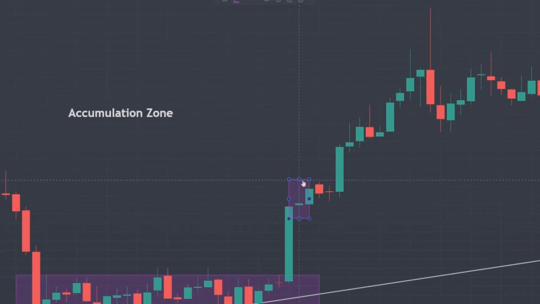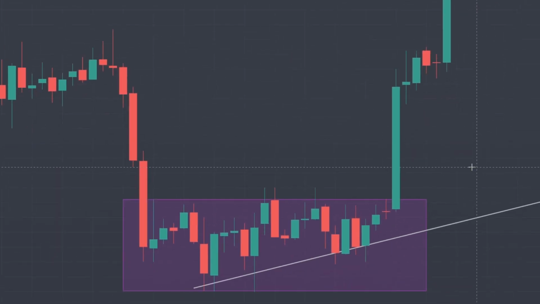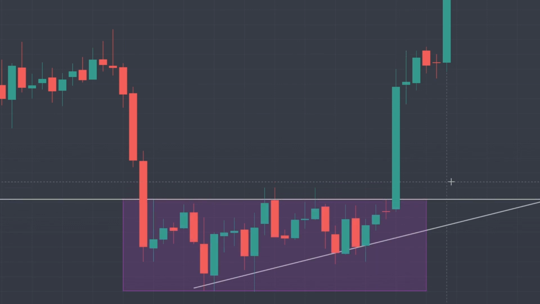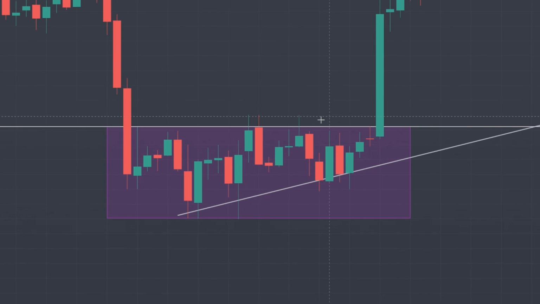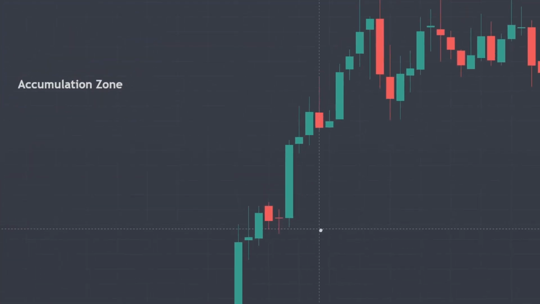Keep in mind, another way to look at the accumulation zone is by looking at it as an ascending triangle. Remember, the ascending triangle is a bullish pattern. The top resistance line is horizontal, and the bottom trend line is ascending. This would be an ascending triangle as well. Once we break out, we can then continue to run up.